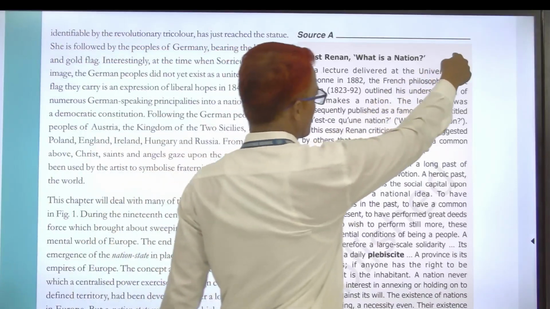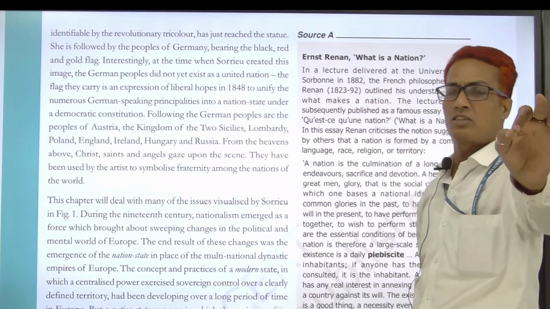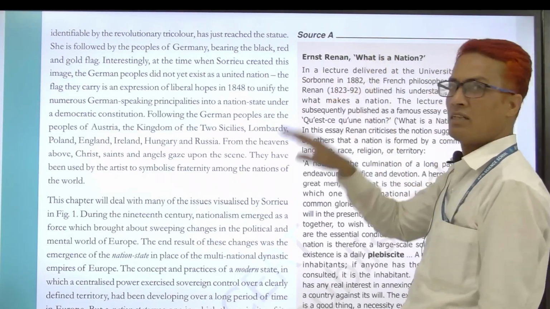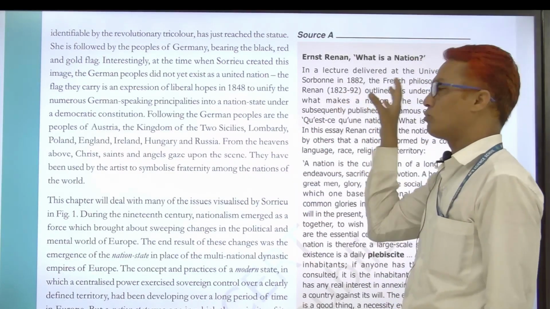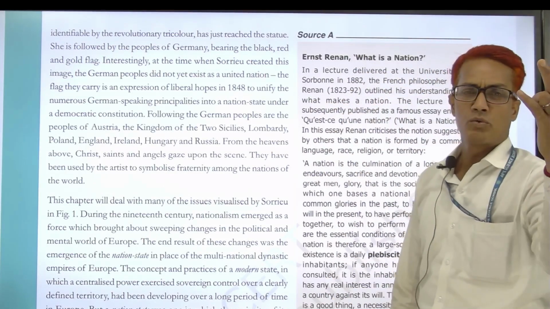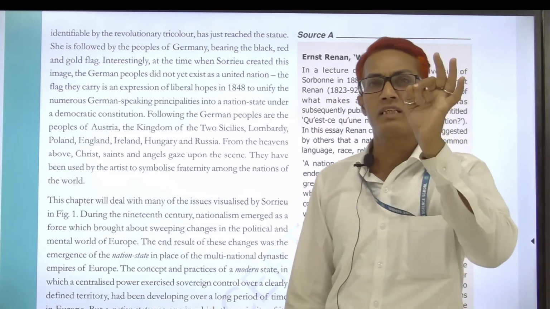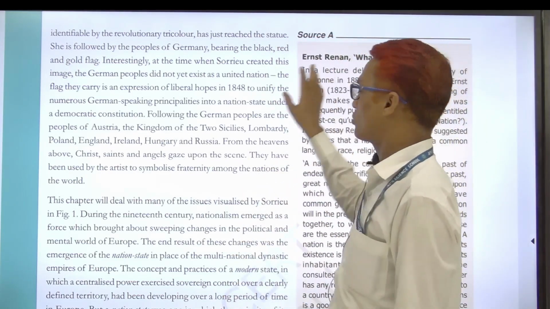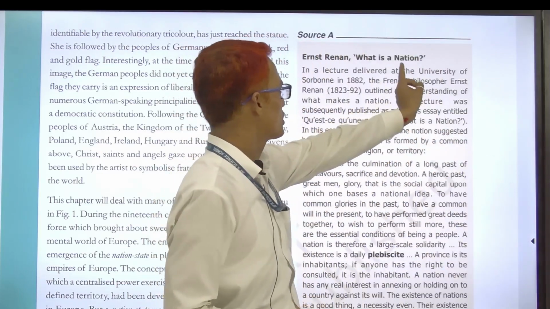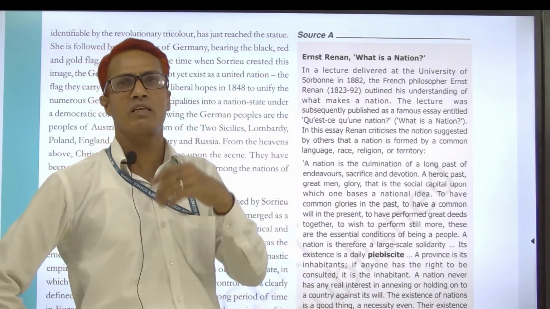Clearly in this portion you can see that he was a French philosopher, and his time period is given in the third line, from 1823 to 1892. Those are 2 points you have. Now the third point given here: he delivered one lecture at the University of Sorbonne in 1882. From that speech he became very famous in Europe.